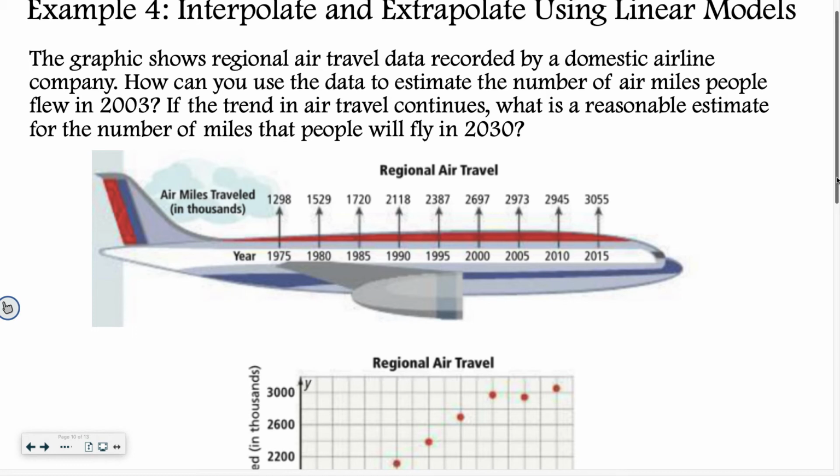Okay, so you can see, instead of setting it up in a boring traditional XY table, they did it on a picture of a plane, because why not, right? So time is always going to be your X value, so year is our X value, and then air miles traveled is our Y value. Those all represent thousands, okay?